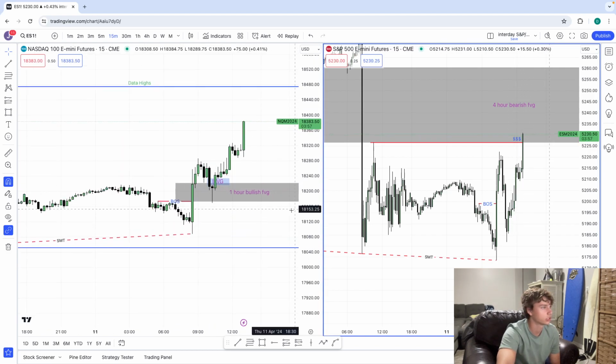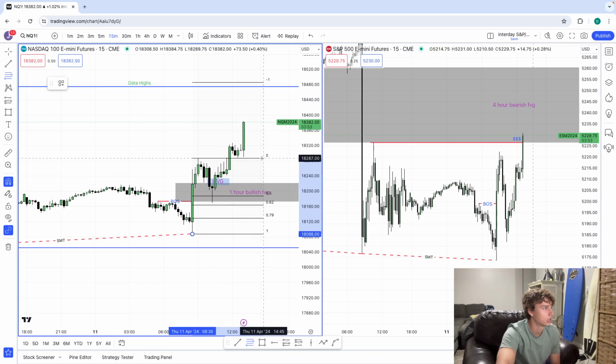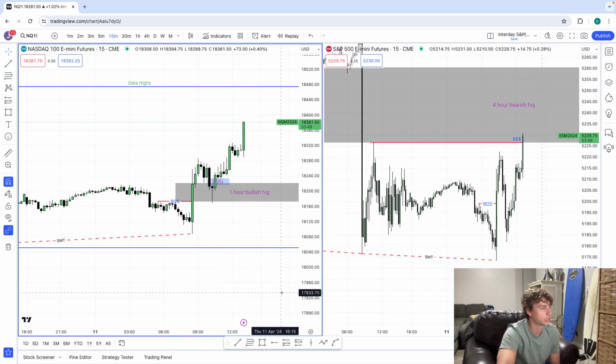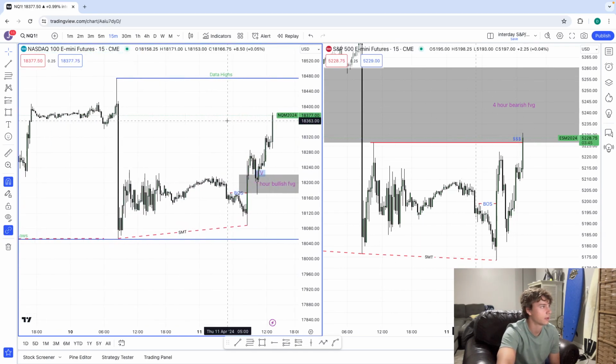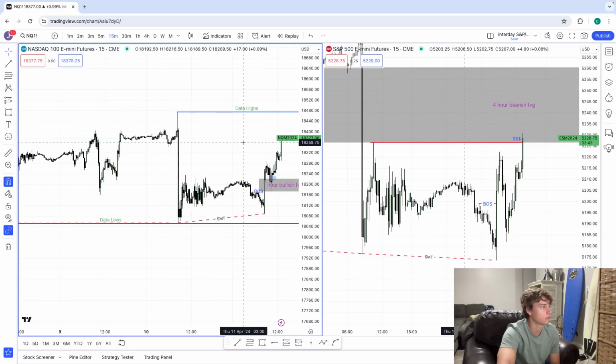We also, on this news leg, have even more confluence: we retrace to equilibrium, which is an optimal place to go long. We have data highs above, which is what the market's reaching for. So there's a lot of long confluences.